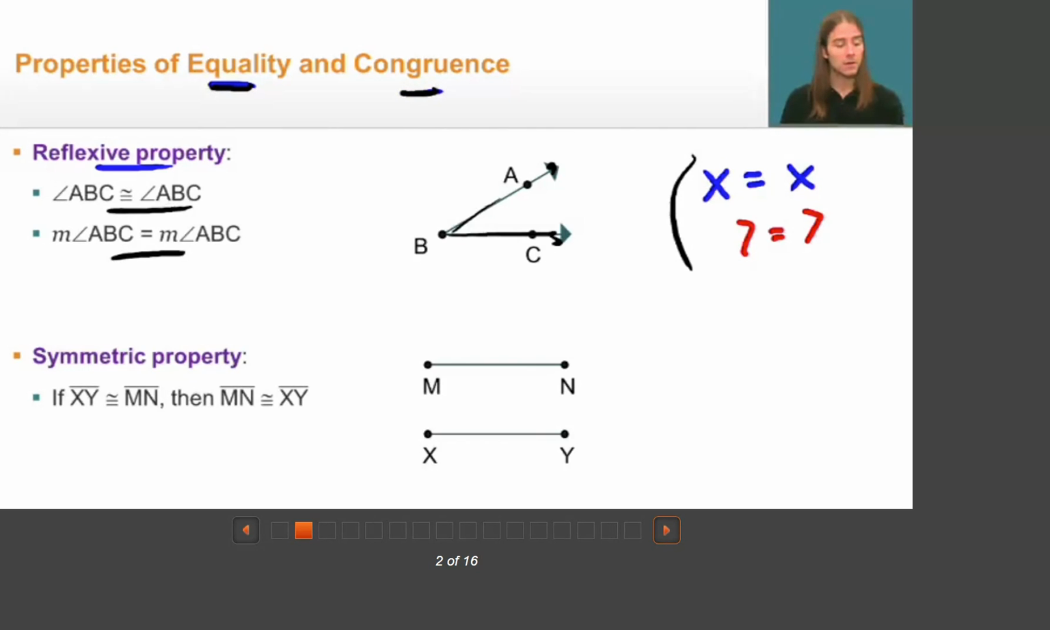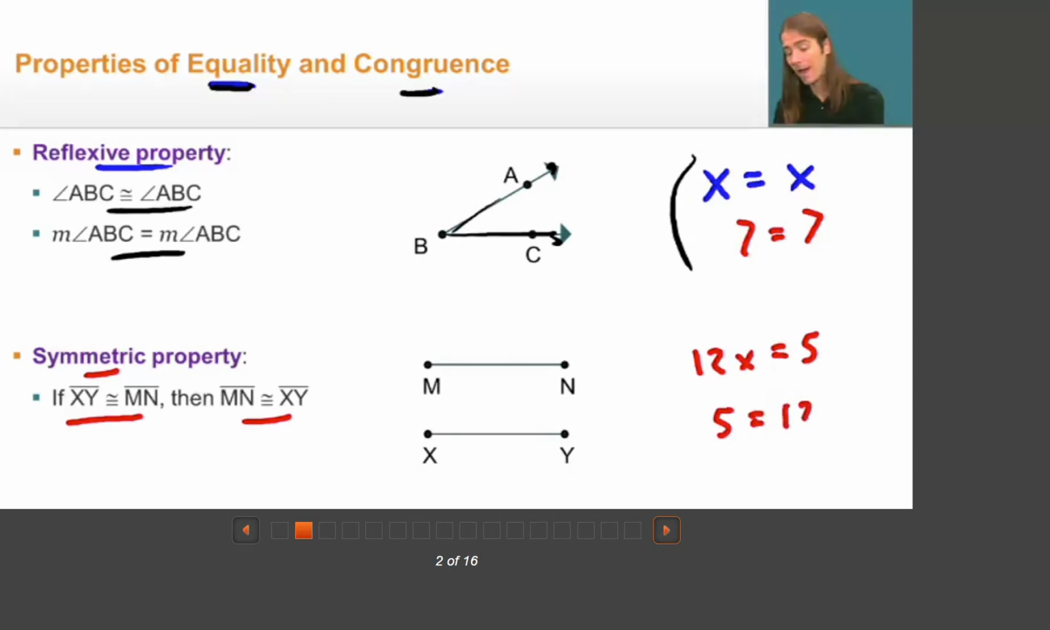Next, we can talk about the symmetric property. The symmetric property states that the terms on both sides of an equality or congruence statement can be interchanged. So for example, if I know that xy is congruent to mn, then I can rewrite that as mn is congruent to xy, and the statement is equivalent. We already know that this is true in algebra. If I had that 12x equals 5, in one step of our equation we might need to write that 5 is equal to 12x, and we would know that it's an equivalent statement.